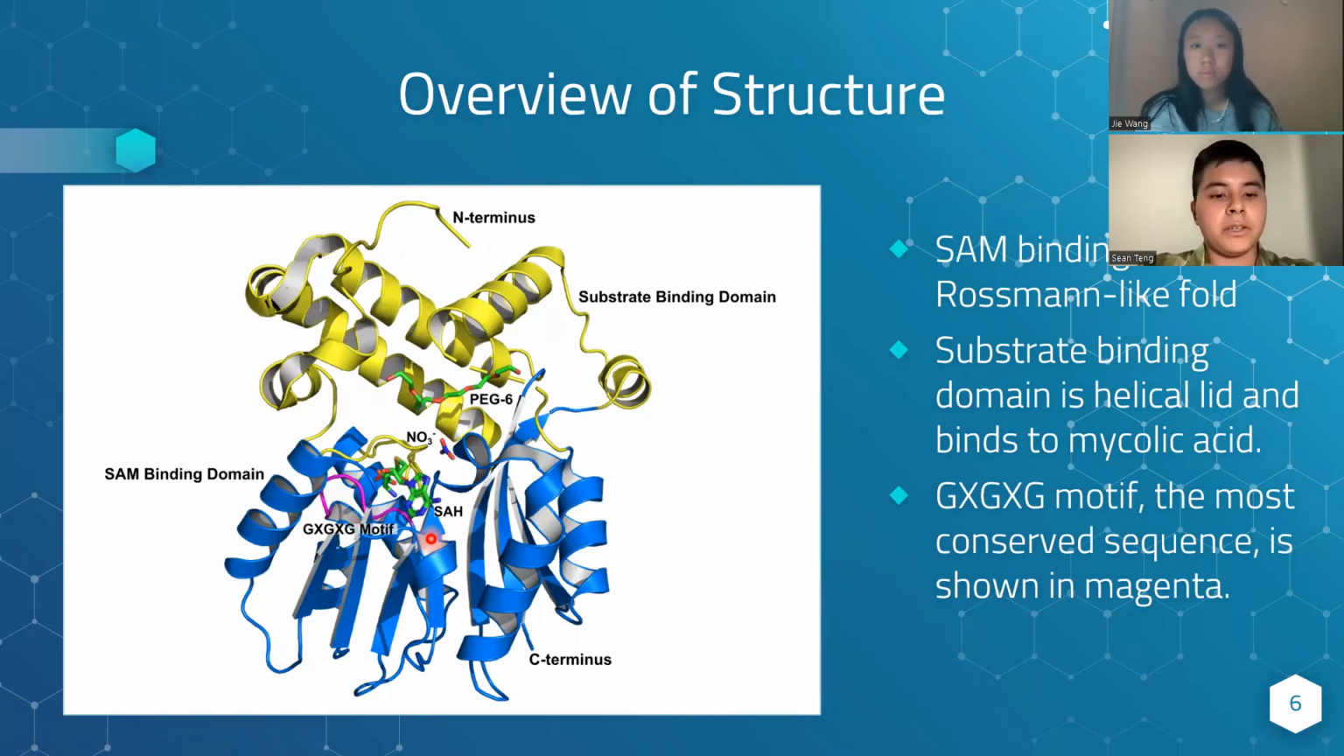So SAH, the product of the reaction, as stated before, is in our structure. PEG6 and NO3- are not the natural ligands, but are reagents for crystallization added by the crystallographers that happen to interact at these locations on the protein. PEG6 is a long chain of ether functional groups, so this is clearly industrially synthesized. It does mimic the long alkyl chain, which is why it would make sense for it to bind to the mycolic acid binding site.